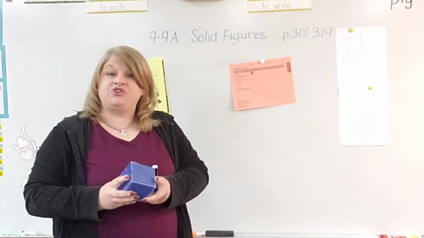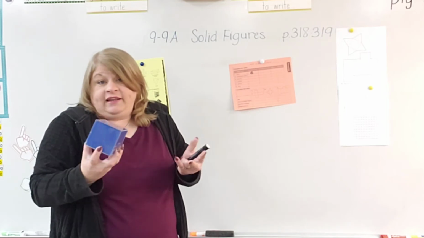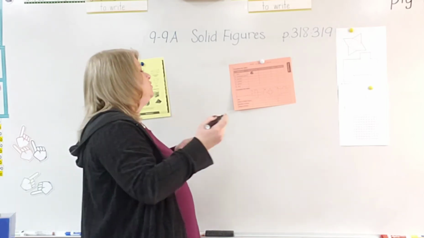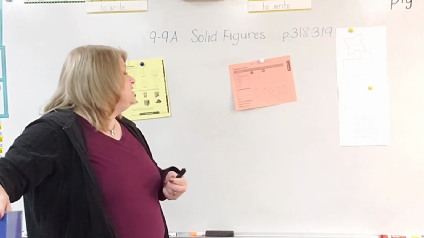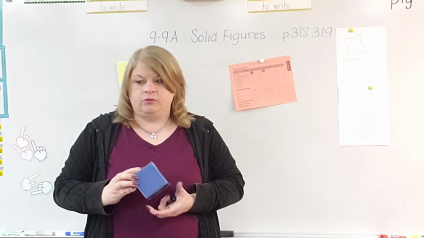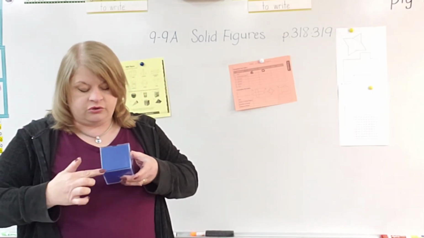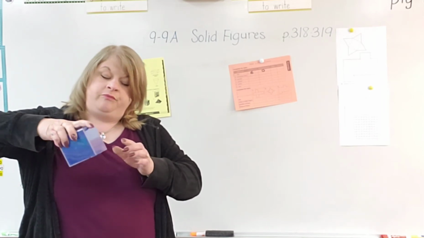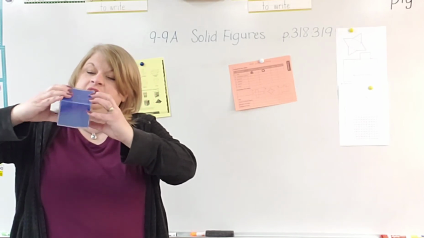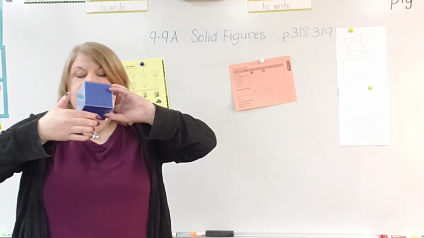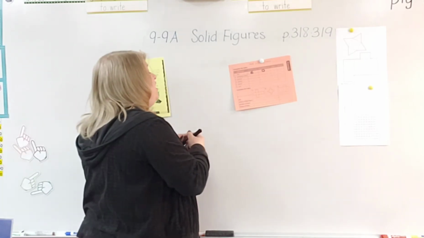Now, the next thing it says is curved surfaces. Now, are there any? Not on the cube. So we're going to put 0. Next, it wants to know how many edges. We counted these before, but let's do it again. Okay, so we have 1, 2, 3, 4, 5, 6, 7, 8, and then around the middle, 9, 10, 11, 12. This has 12 edges.